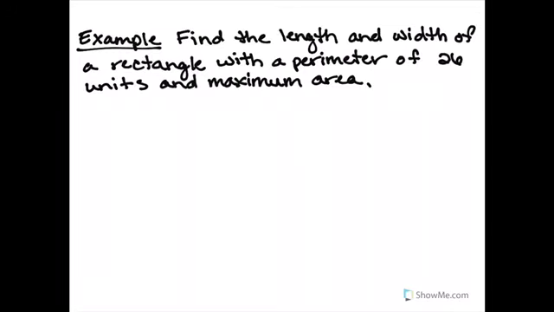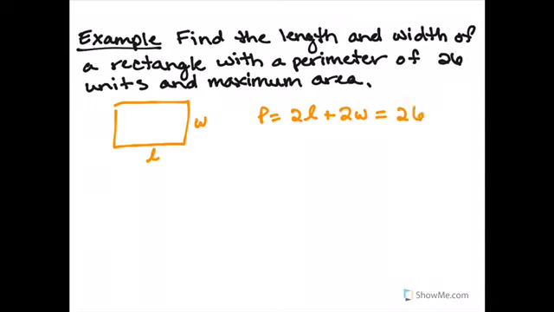Find the length and width of a rectangle with a perimeter of 26 units and maximum area. So last time we were minimizing perimeter and we were given area. This time we're given perimeter and we're maximizing area. So let's draw a rectangle and we'll go with length and width again. Perimeter is 2 times length plus 2 times width, and we are given that that is 26. My area is what I want to maximize, is length times width.